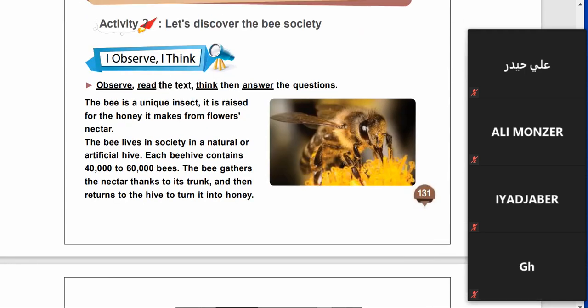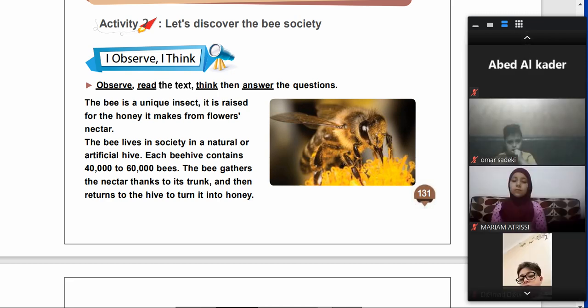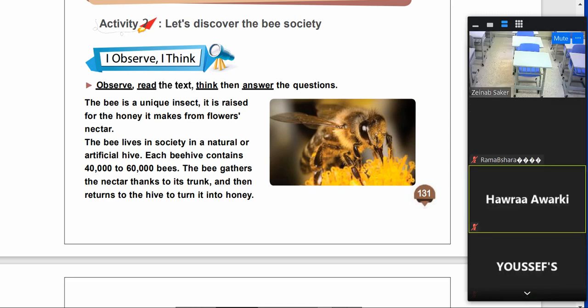Now let's observe and read the text about this bee. The bee is a unique insect. It is raised for the honey it makes from flowers' nectar. As we know before, the bee, of course, can move from one flower to another to collect and gather the nectar to make honey.